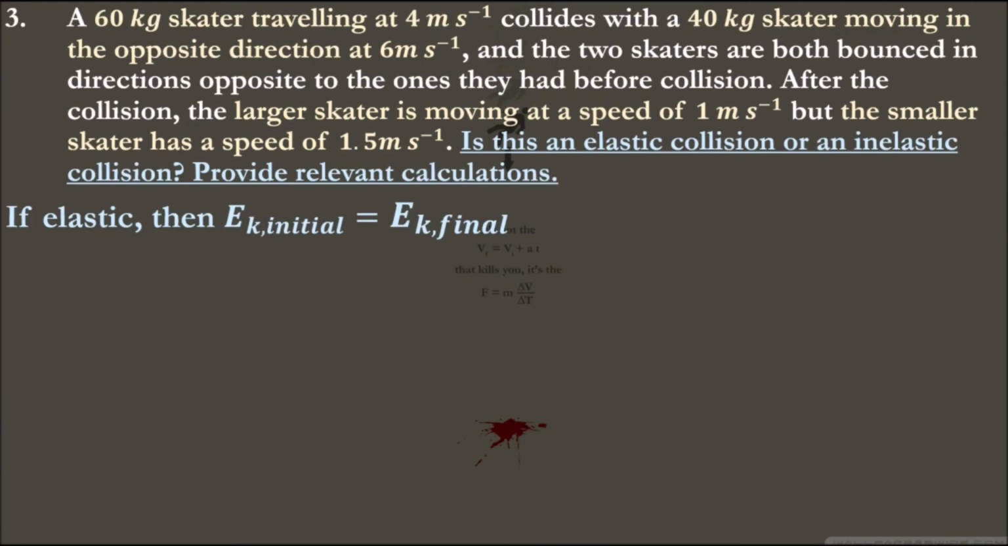If we have an elastic collision, that means that my kinetic energy initial must equal my kinetic energy final. The formula for kinetic energy is half mv squared. In the context of what we're doing here, the initial would be half m u1 squared plus half m u2 squared. So that's what we have here.